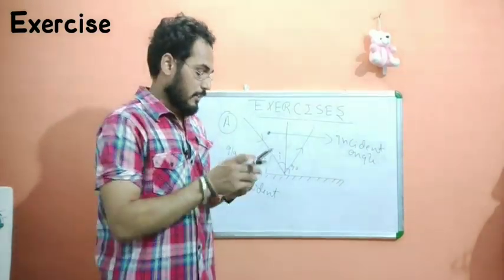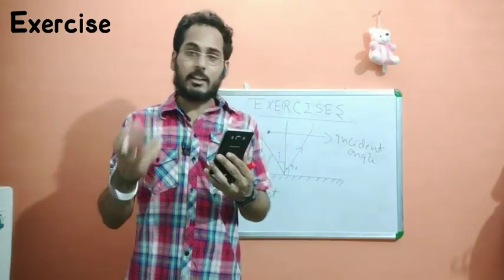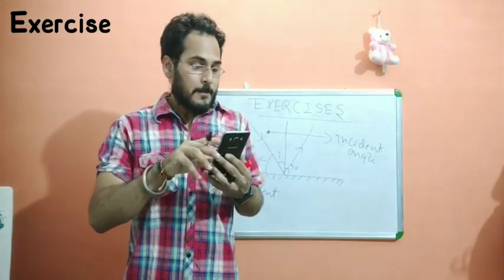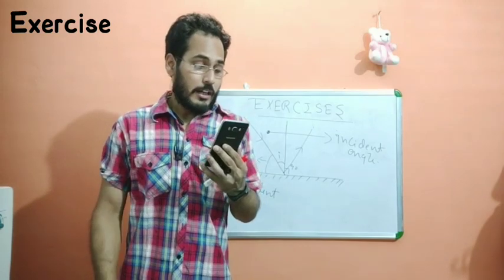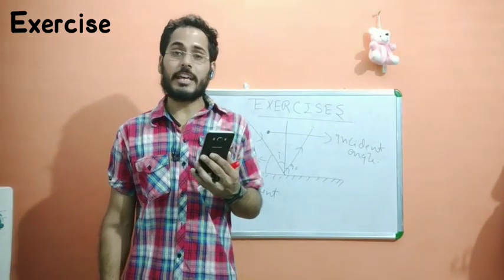Second question, which image cannot be obtained on a screen? That image which cannot be obtained on the screen is called a virtual image. It's very easy. Third question is what happens to the rays falling parallel to the axis on a concave lens?